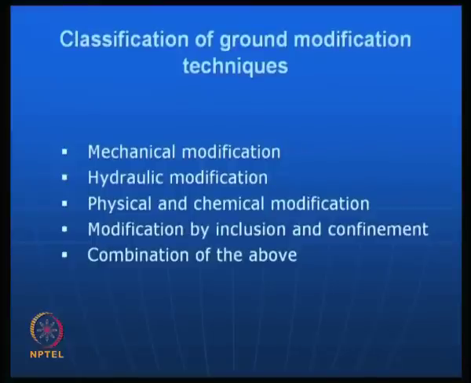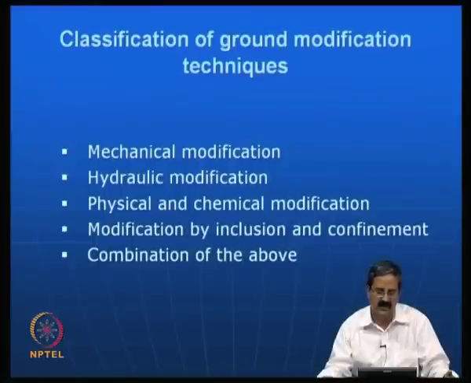I would like to classify the ground modification techniques or improvement techniques in different ways. One is called mechanical modification, in which, for example, by compacting the soil you can increase the density of the material, like you can put some rollers in the field and see that compaction is achieved. This is called mechanical modification.